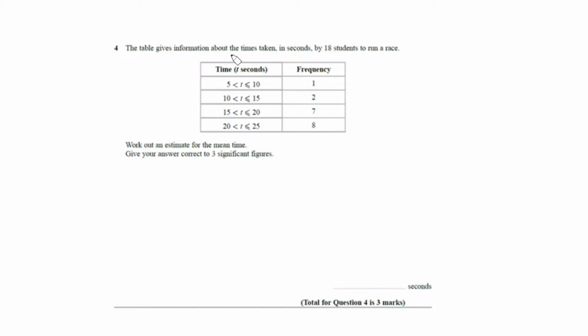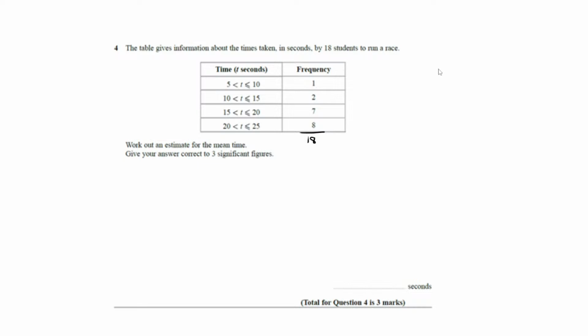The table gives information about the times taken in seconds by 18 students to run a race. So you know that the 18 is like the total, isn't it? So this is our frequency table, you can see, because obviously it says frequency on it. And you'll have ranges in the left-hand column. So work out an estimate for the mean time. It's obviously an estimate because of these ranges.